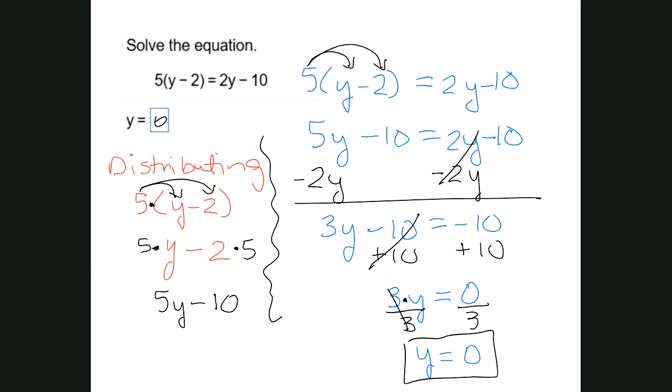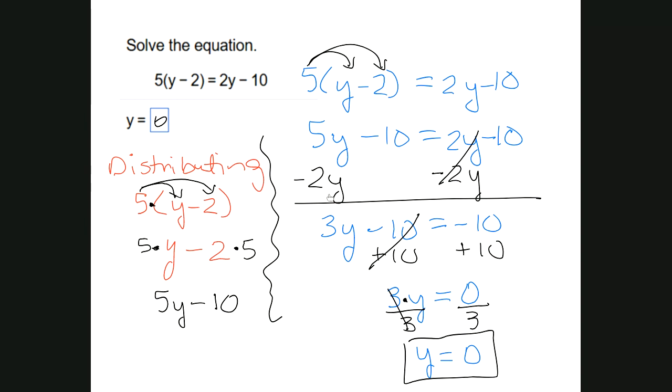All right, so let's back up on this one more time. What we did first was we did the distributing property, 5 times y, 5 times negative 2. We came up with 5y minus 10. Rewrote the right-hand side. Now we're trying to get y's on one side of our equation, so we did the opposite of 2y by subtracting 2y. What we do to one side, we do to the opposite side.